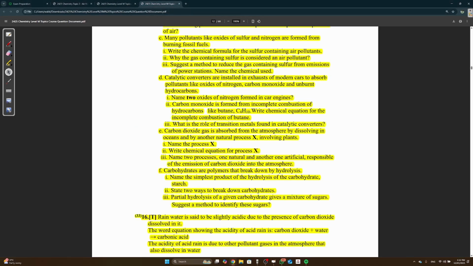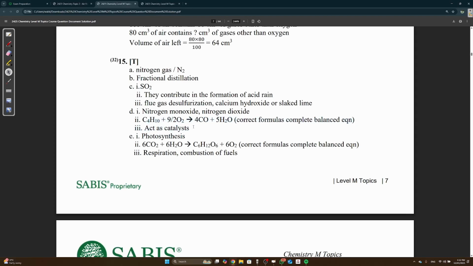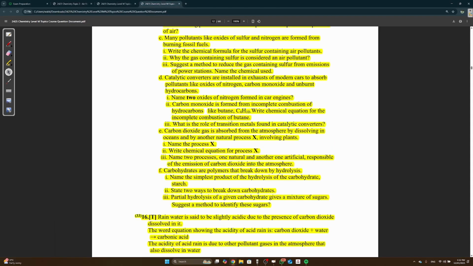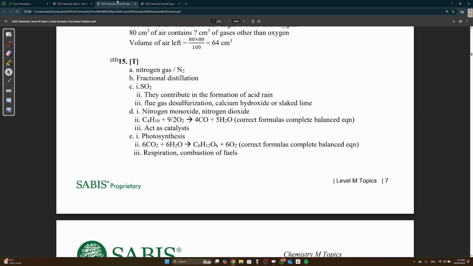What is the role of transition metals found in the catalytic converters? Remember, I told you the transition metals are the catalysts. They're the ones that facilitate this reaction. They act as the catalyst in the catalytic converters. Rhodium, palladium, and platinum. Carbon dioxide gas is absorbed from the atmosphere by dissolving in oceans, and another natural process X involving plants. How do plants absorb CO2? In what process? Photosynthesis, right?